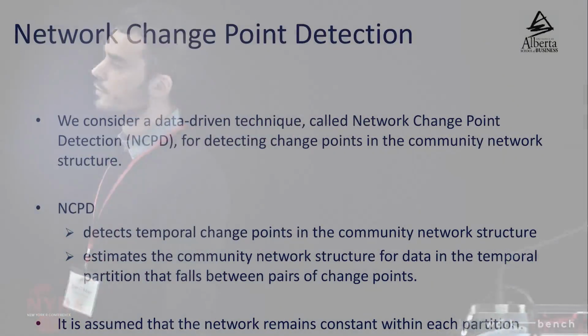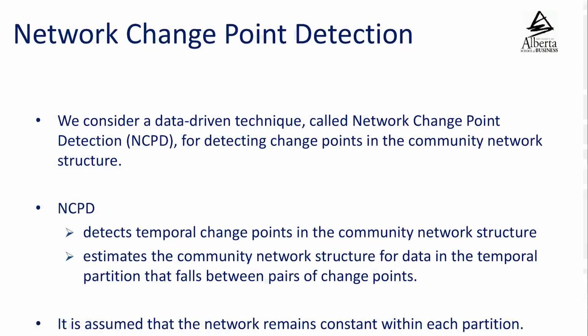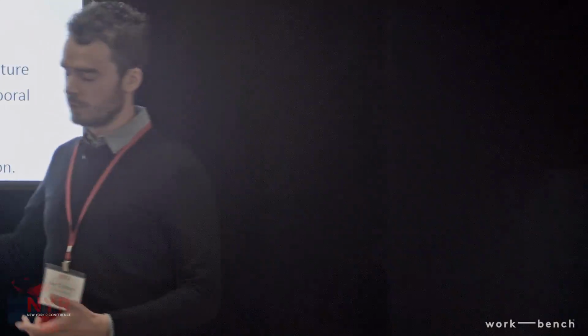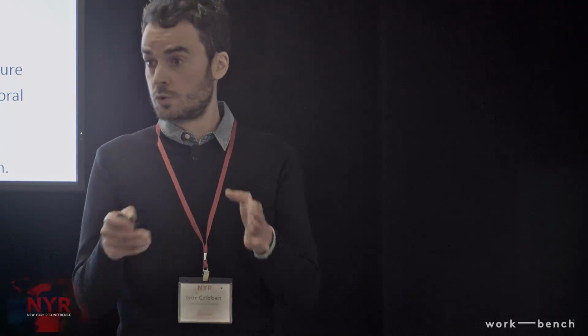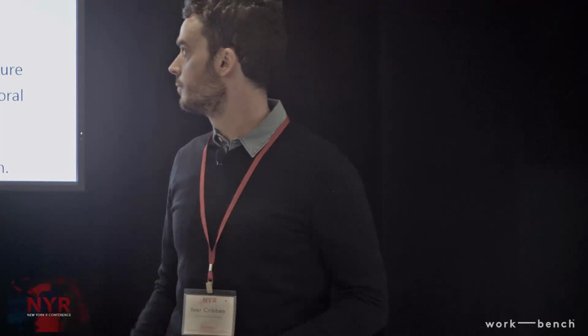The method is a 2-step technique. In the first step, we estimate where the change points in the network structure are occurring. Then after performing some inference, we estimate the network structure between each pair of significant change points. And we assume that the network structure remains constant between each pair of significant change points.